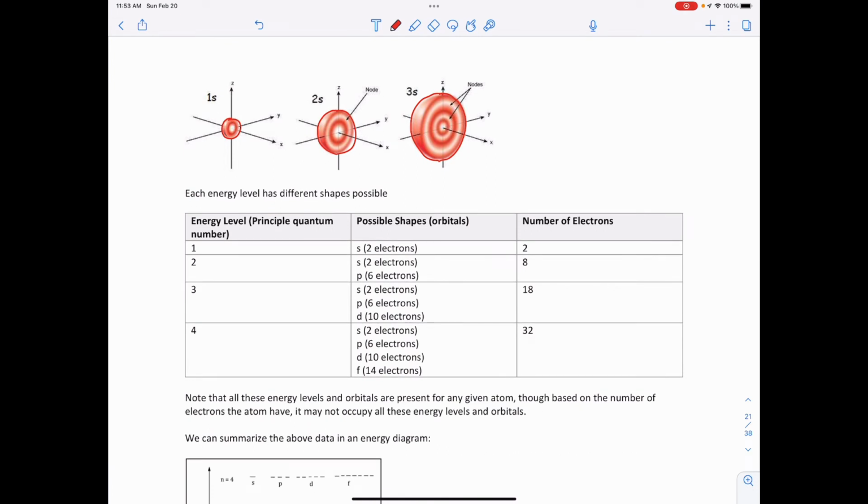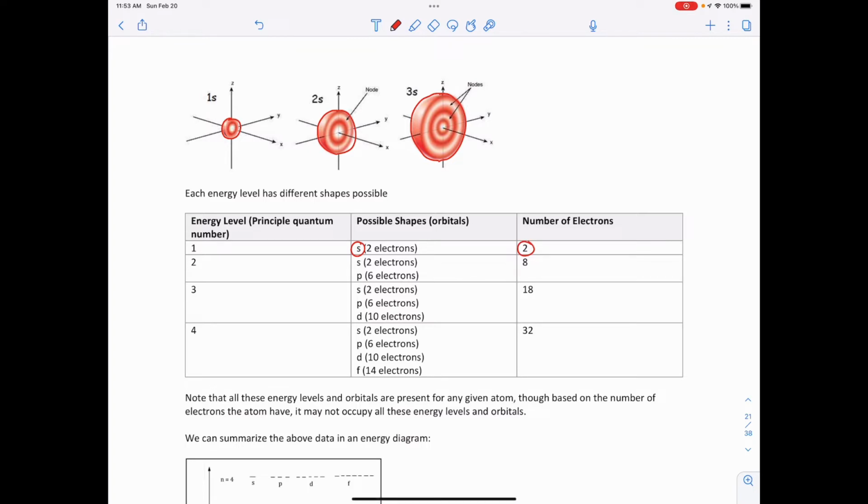So at the first energy level, the only orbital that's available is the s orbital. Okay, so in that first energy level, I can only have the s orbital available. Each orbital can have 2 electrons. So in the first energy level, the maximum number of electrons is 2.